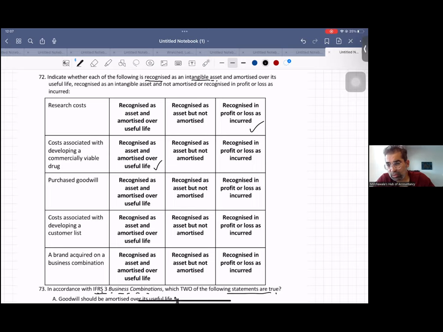Purchased goodwill is your asset, but you don't amortize. It's your asset. Purchased goodwill in consolidation. Remember consolidation, recognize an asset, but do not amortize. Now, cost associated with developing a customer list. Now wait, don't run, please. A customer list is like your internally generated goodwill.